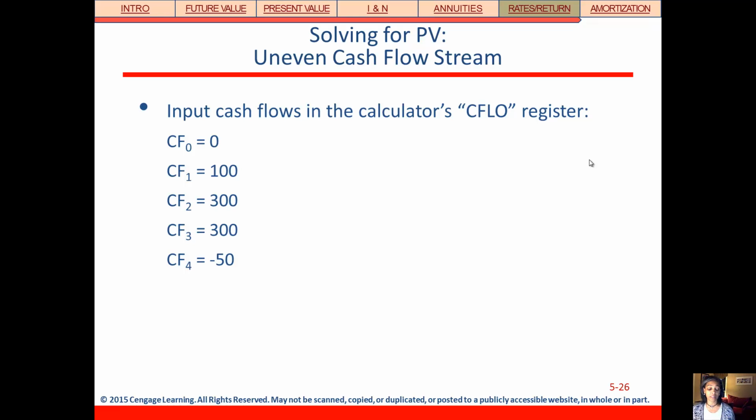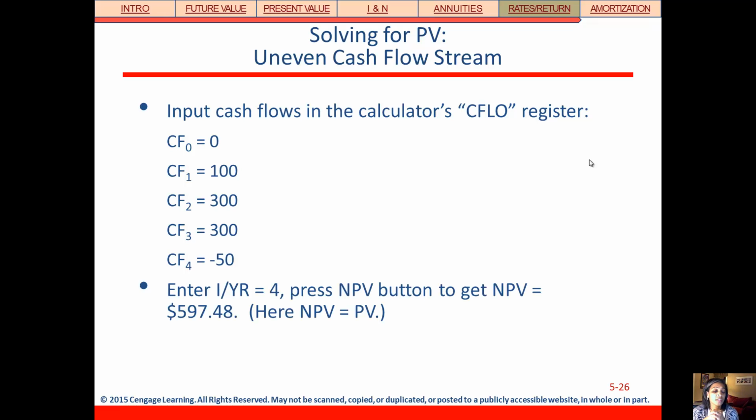If you use the frequency button, it will make your life a little bit easier. You just have to make sure you remember that you did that. Once you get all the cash flows in, you're going to solve for the net present value. So you'll hit the NPV button.